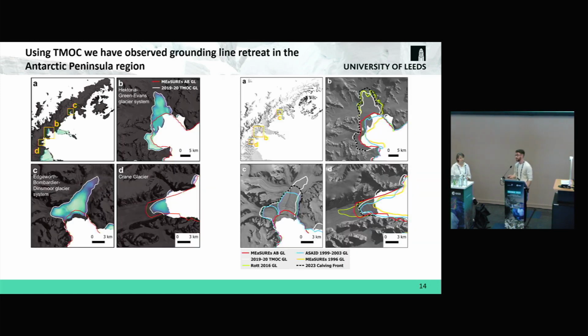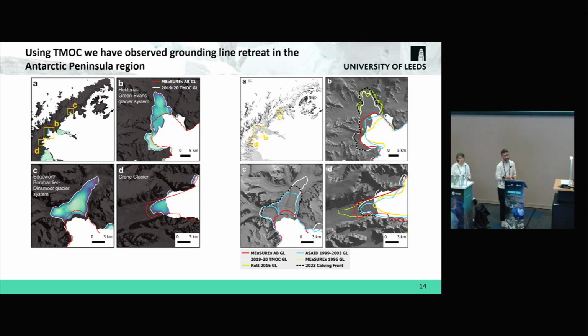And we can also use this to measure grounding line retreat, which is probably the more exciting thing, and produce new measurements where previously the last data was before the collapse of the Larsen B and A ice shelves, so you consider it to be probably not current, and that's indeed true. So on the Hektoria, Green, Evans Glacier system in Larsen B, we find that the grounding line retreated by 16 kilometers since 1996, which is the last time-stamped InSAR grounding line available.